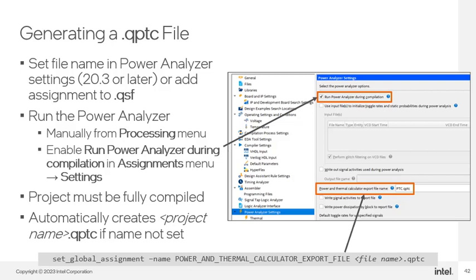You can run the power analyzer manually from the processing menu, or enable the option shown in the project settings to run the power analyzer automatically during a full compilation. To learn more about configuring and using the power analyzer, see the separate e-learning linked to earlier.